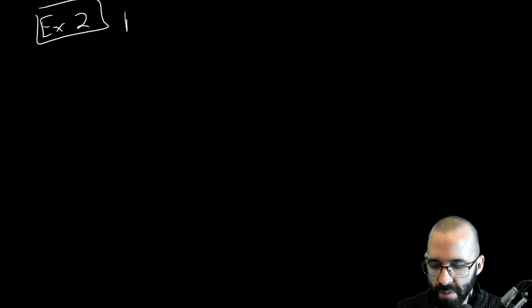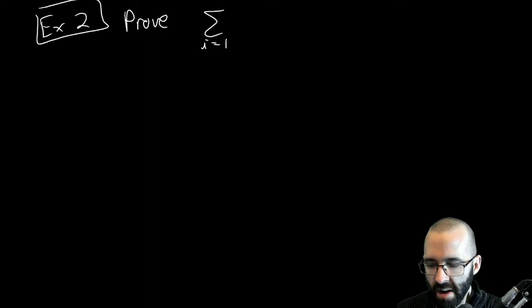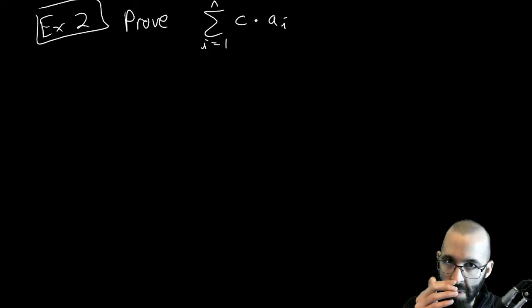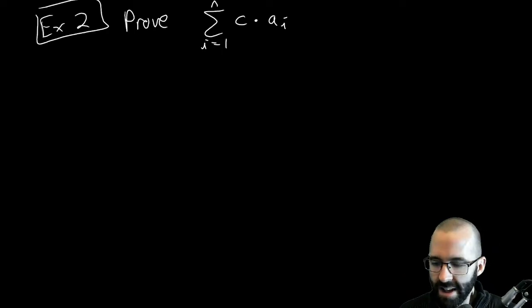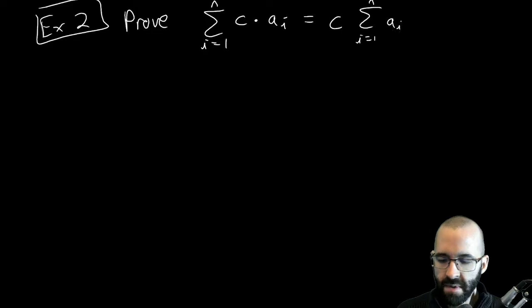All right, example 2. Let's do a little proof. Prove the second one. I think it's the second one. That the sum of the first n terms of some constant times some sequence, we'll talk more about sequences in Calc 3, I believe, if anyone's taking that. Prove that this is equal to C times the sum from i equals 1 to n of a sub i.